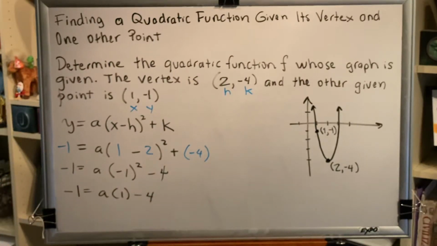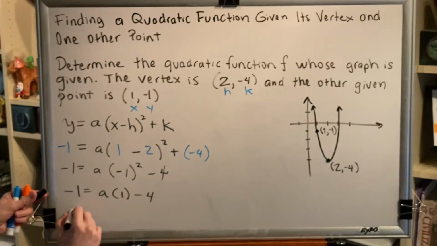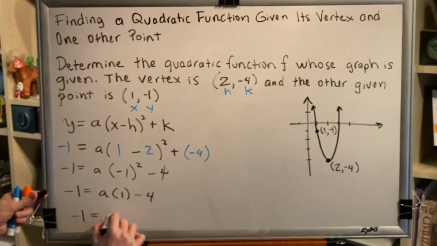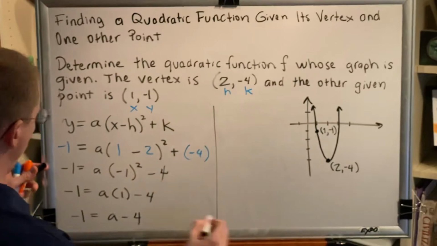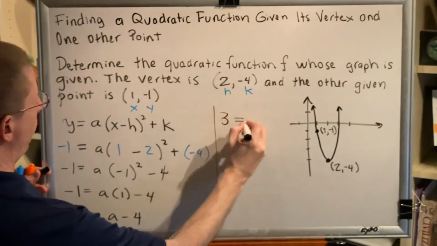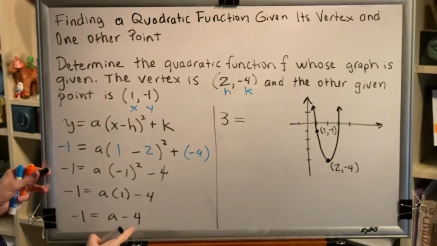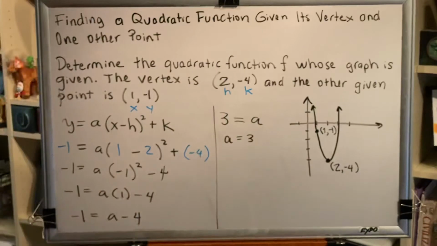The next in the order of operations is multiplying and dividing from left to right. We have multiplication here. A times 1 is simply a. So we have -1 equals a subtract 4. Okay, we've simplified as much as we can. Now we have to get the variable a by itself. We do that by adding 4 to both sides. And when we do, on the left side we'll have -1 plus 4, which is 3. And on the right side, the -4 and the add 4 will cancel, leaving just a. So we find that a is equal to 3.